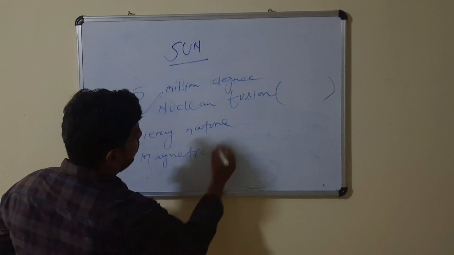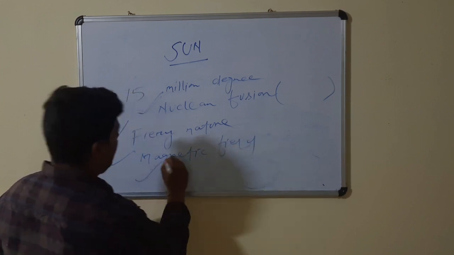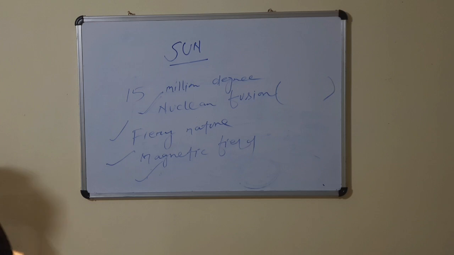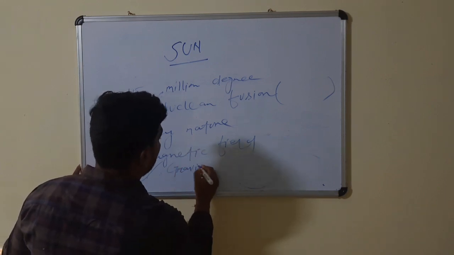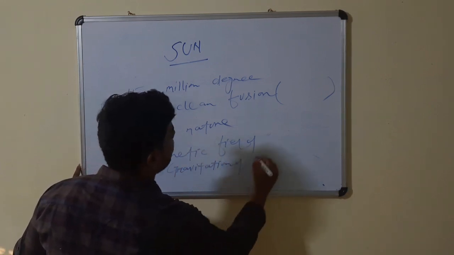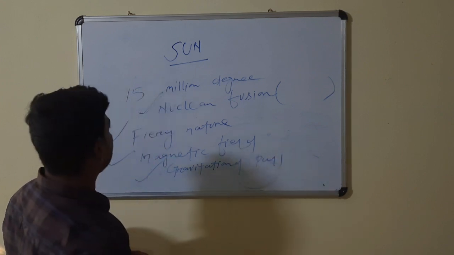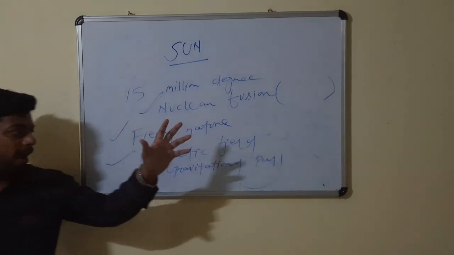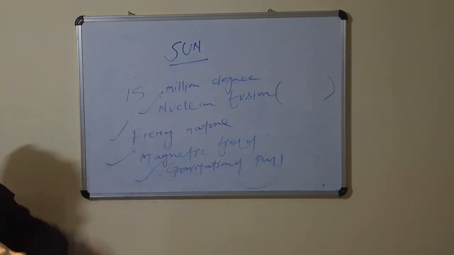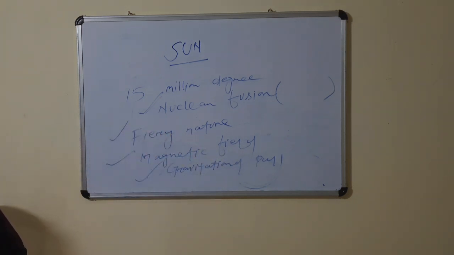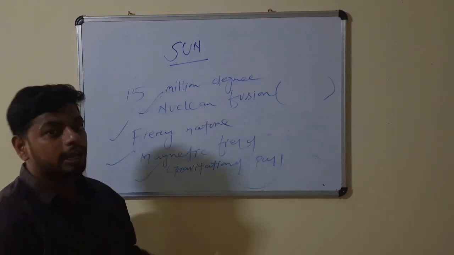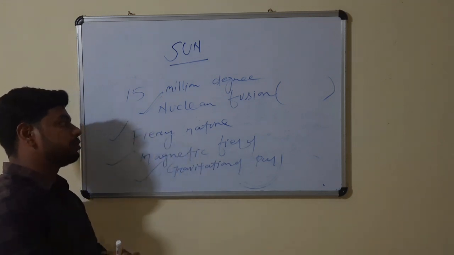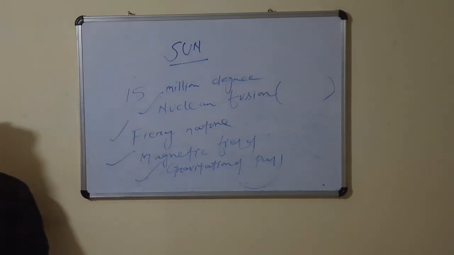It has a huge magnetic field. And the last one, that is very, very important, it has a strong gravitational pull. But it is fiery in nature: fire, magnetic field, and a huge gravitational pull. And these are the three things that help, the heart of the solar system. These are the three major things of the sun.